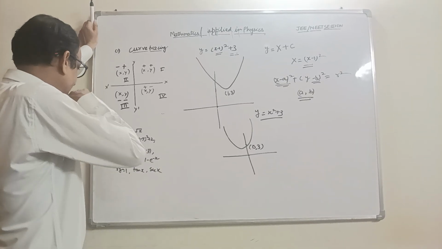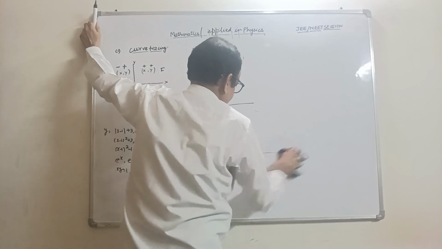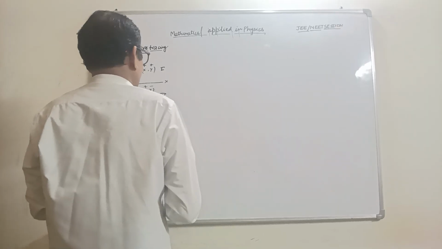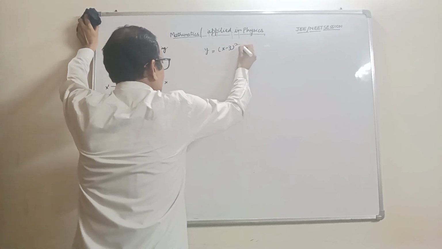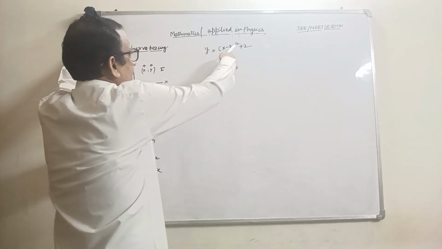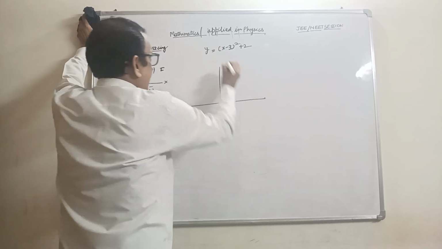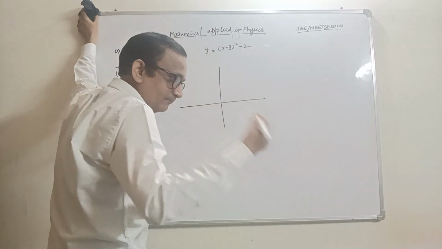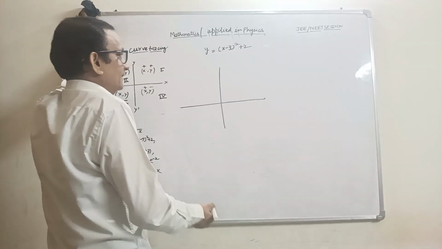So another problem is y is equal to x minus 3 square plus 2. This is the equation of a parabola, y is equal to x square plus something. So see the shifting here. The x coordinate is shifted 3. X minus 3 means the x coordinate is shifted positive 3. X plus 3 means the x coordinate is shifted in the minus 3 direction.